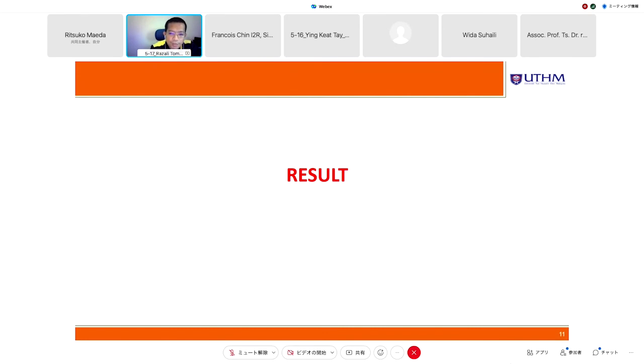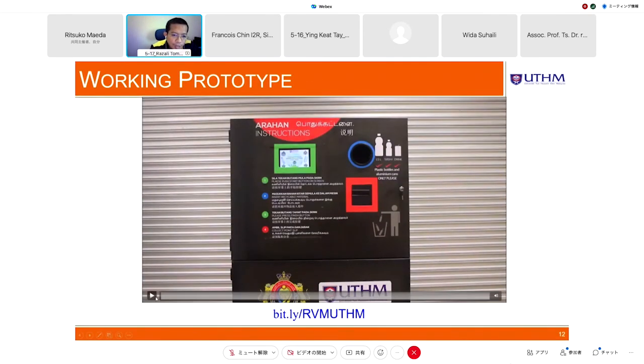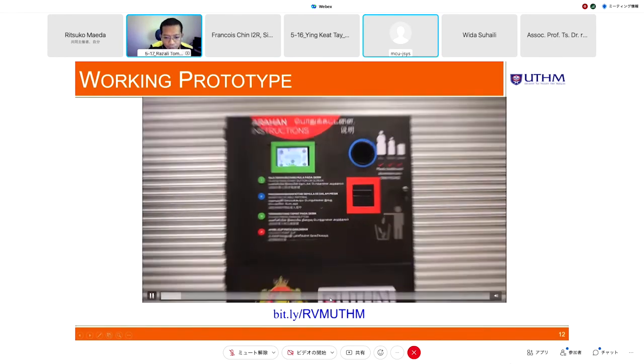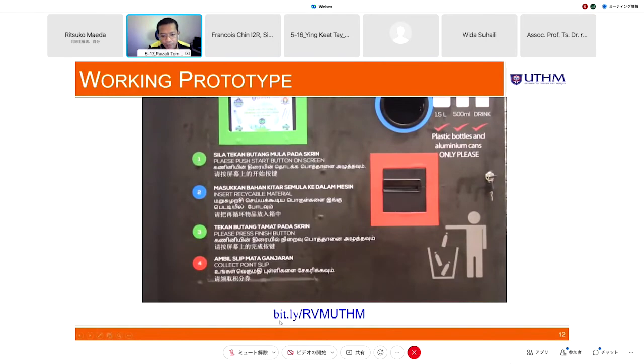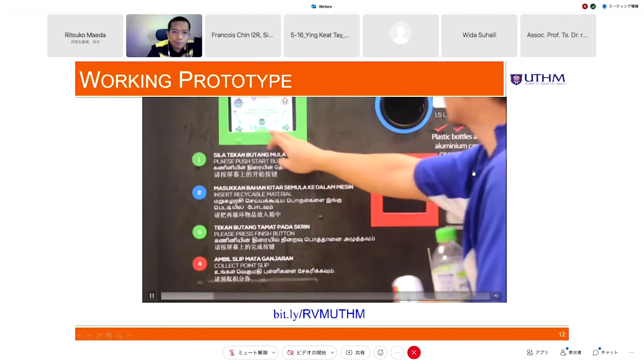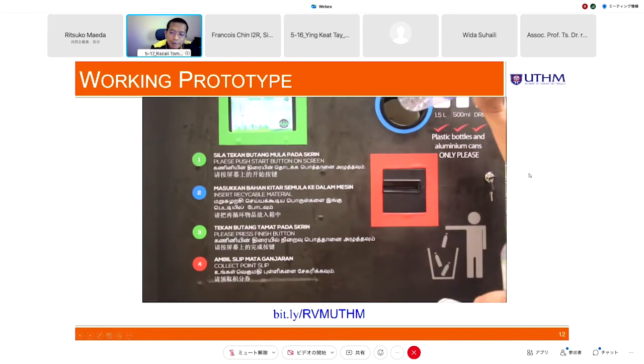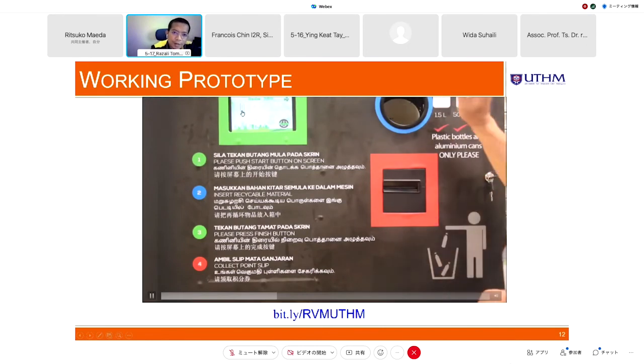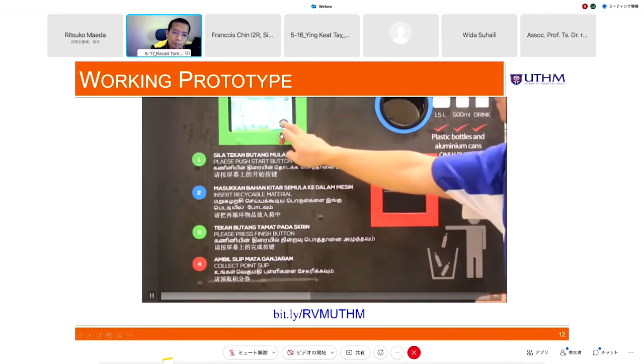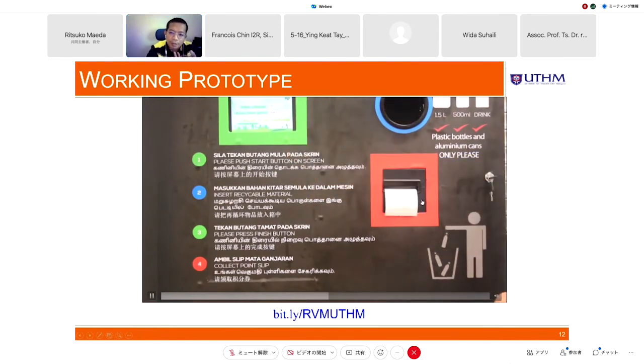This is the result that I want to show in terms of our machine. This is a simple video of our machine. You can view most of the details of the video at this link, bit.ly rvm. This is the process for the user to utilize this machine. They need to touch the screen, and then the material identification of the recycled item will be performed, and the amount will be shown here. When the process is completed, they can press stop, and the barcode they can use to redeem the points will be given to the user.